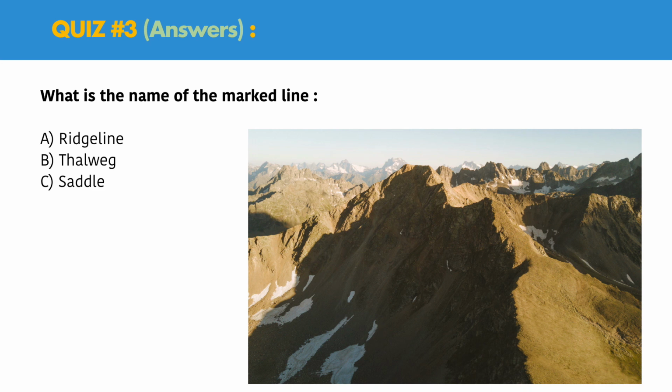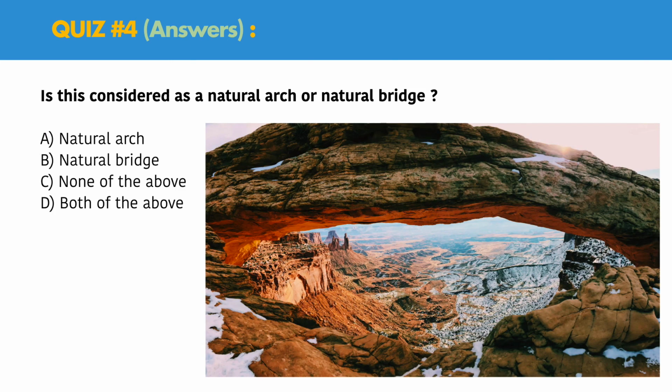What is the name of the marked line? It's a ridge line. I've added this quiz here even though it's super easy, just to help you remember what a ridge line is, because you will see it often in the wilderness. For the last quiz, is this considered a natural arch or a natural bridge? The correct answer is D, both of them, because a natural bridge is the same as a natural arch, and it's what we see in this photo.